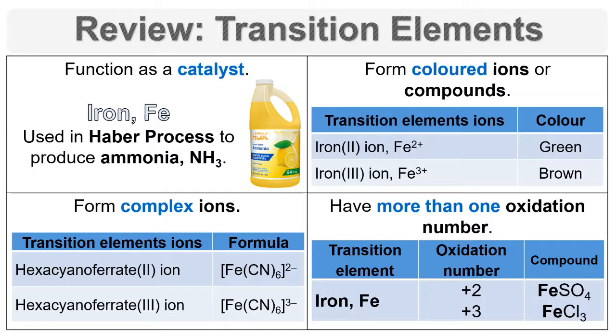Lastly, they form more than one oxidation number. For example, the oxidation number of iron in iron(II) sulfate is +2. The oxidation number of iron in iron(III) chloride is +3.